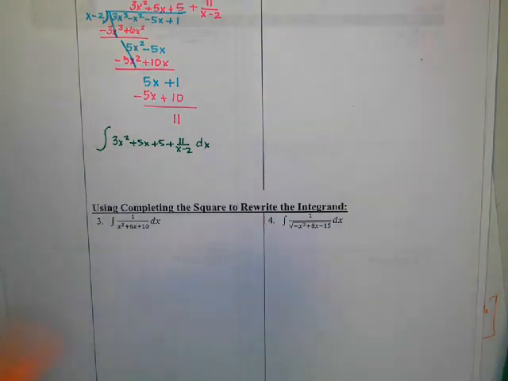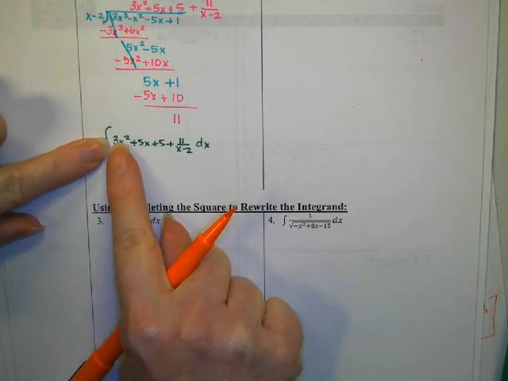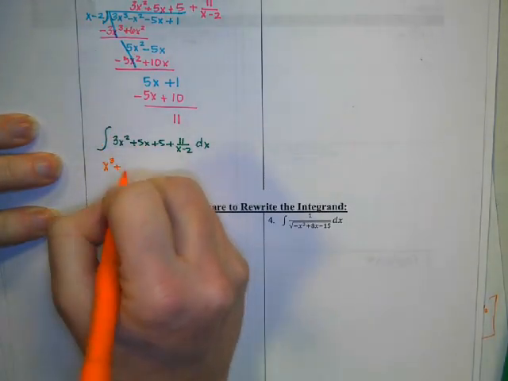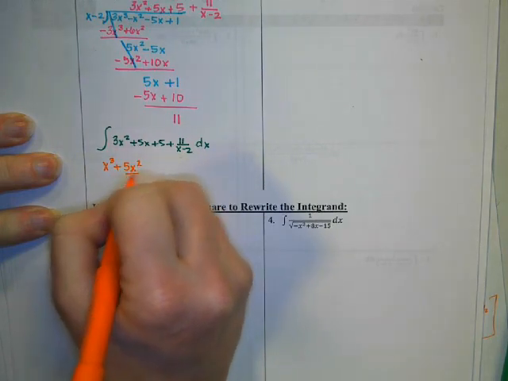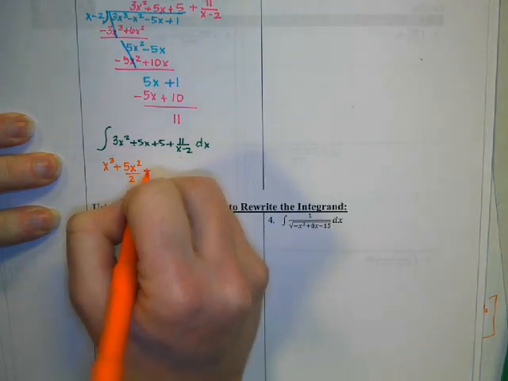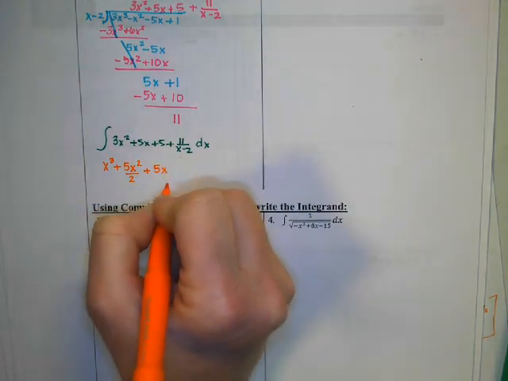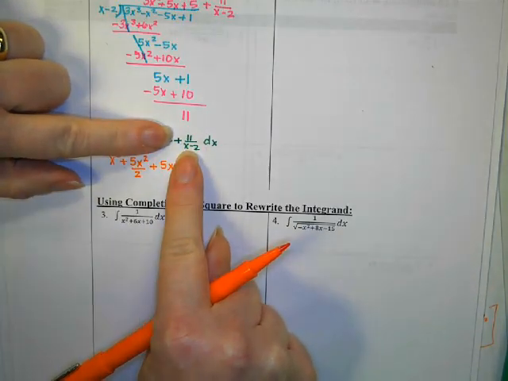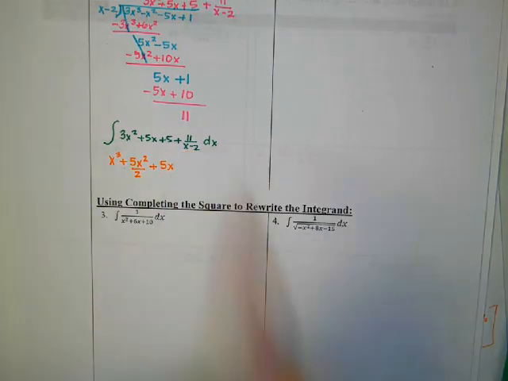So this is going to be add 1 to the exponent, so that would be 3x cubed, then divide by 3, and the 3s cancel. So it's going to be x cubed plus 5x squared divided by 2 plus 5x divided by 1, but you don't have to write that. And then when I get to this piece, when there's an x on bottom, what's the antiderivative of 1 over x?